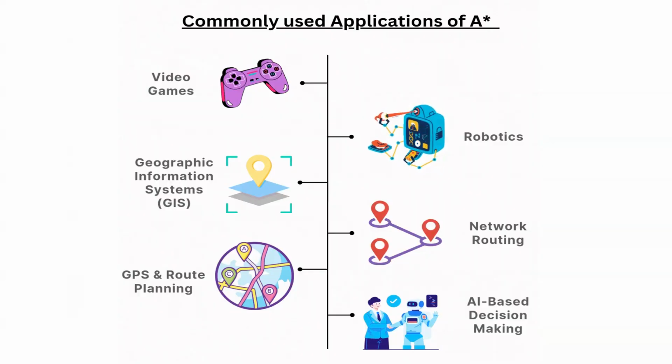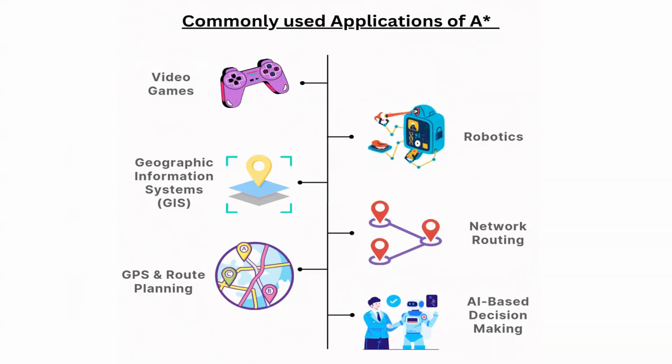And we have robotics. In robotics, we can say A-star assists robots in navigating through the environment by computing a collision-free path, enabling them to move efficiently while avoiding obstacles. It also helps to automate vehicle navigation, ensuring safe and optimal movements in dynamic environments.